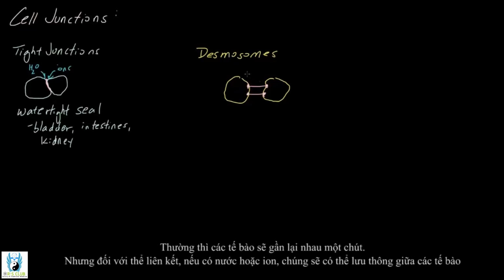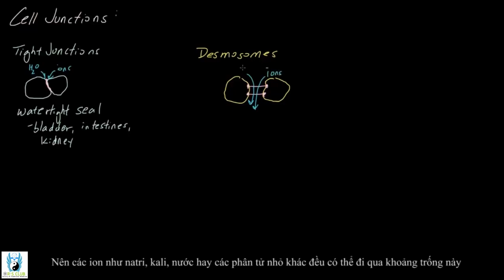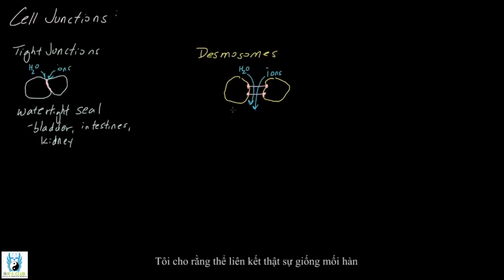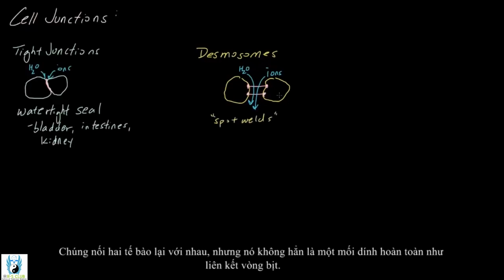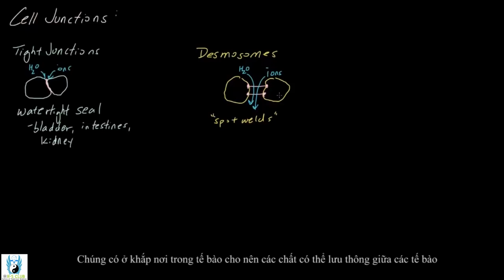But in desmosomes, if there is water or ions, they can actually flow between these cells. So ions like sodium or potassium or water or other small molecules can actually come through in this gap. I like to think about desmosomes kind of like spot welds. They kind of hold the two cells together, but it's not like a complete glued seal like the tight junctions. They're kind of spotted throughout the cell so that things can actually flow in between the cells.